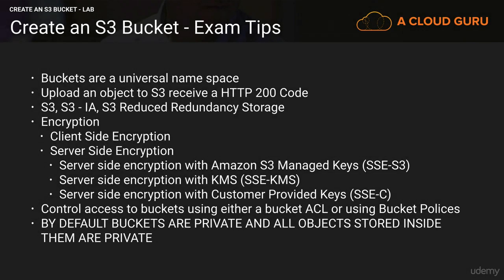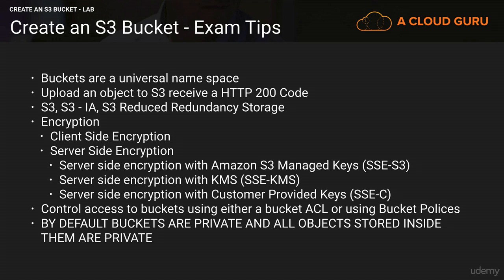Okay, so what have we learnt in this lab? Well, we've learnt a few different things. We've learnt that buckets are a universal namespace, so you can't have the same name buckets. You couldn't have test bucket, for example. People keep stealing the A Cloud Guru names as well. We also learnt that when you upload an object to S3, you're going to receive a HTTP 200 code. We learnt that S3 has 3 different types of storage. So there's normal S3, S3 infrequently accessed, and S3 reduced redundancy storage.